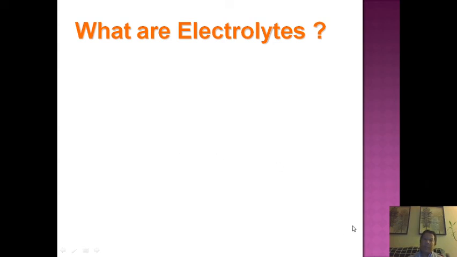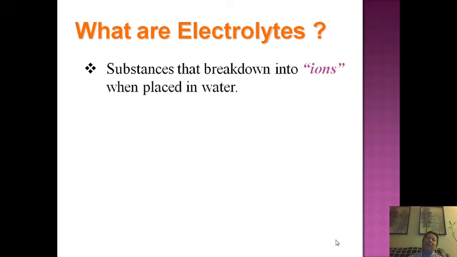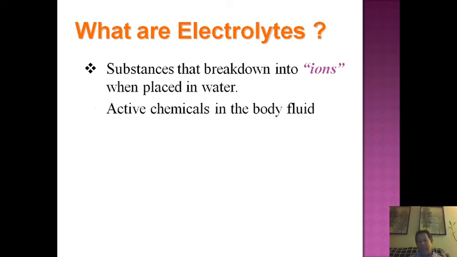So we also talk about dissolved substances in the body fluids. Again, like I said, the main composition of your body fluids are simply water and dissolved substances. Part of those dissolved substances are electrolytes, and these electrolytes are substances that break down into ions when placed in water. And what are ions? Ions are chemicals active in body fluids, and they are capable of creating electrical impulses.